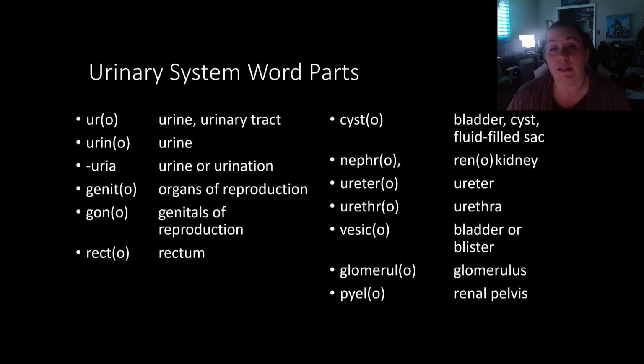Vesico is also going to be a term that can be used for the bladder, or what we call a blister. Glomerulo is going to refer to the glomerulus, and this is an area inside the kidney where the filtering of the blood to create urine is going to occur.